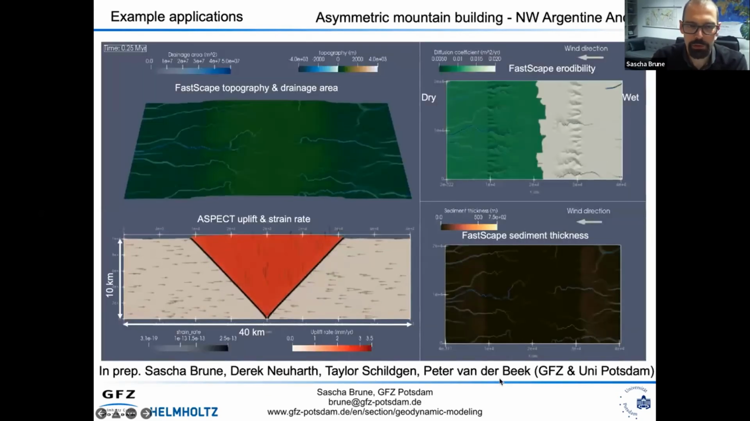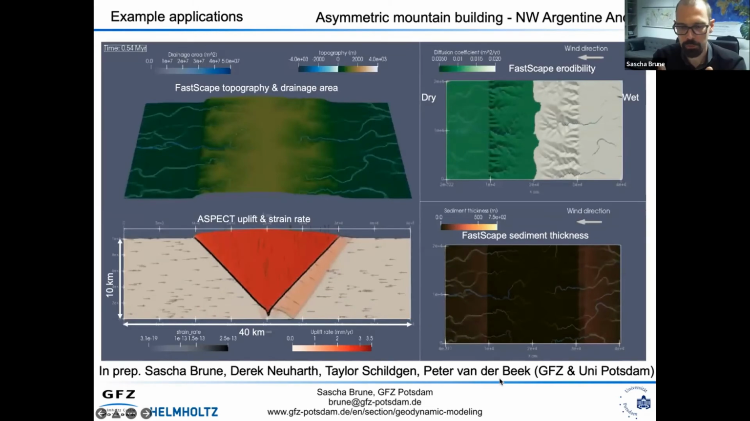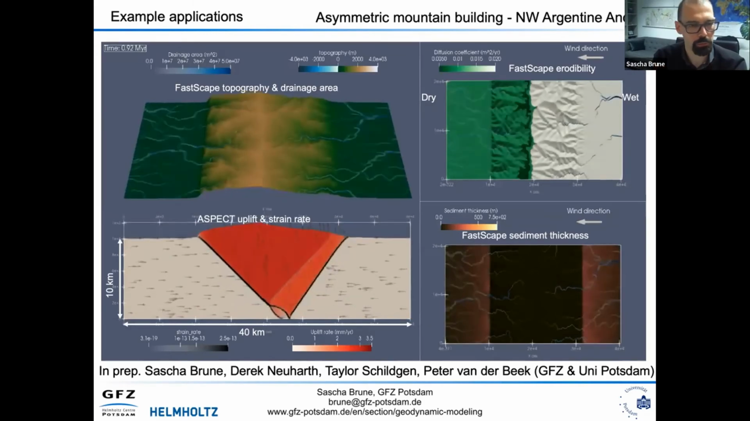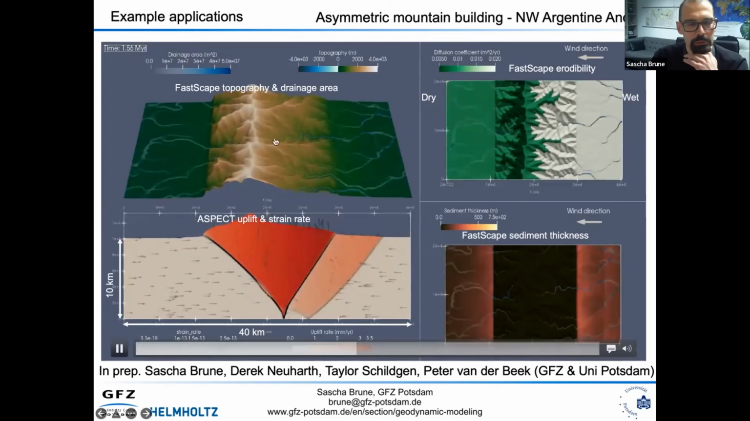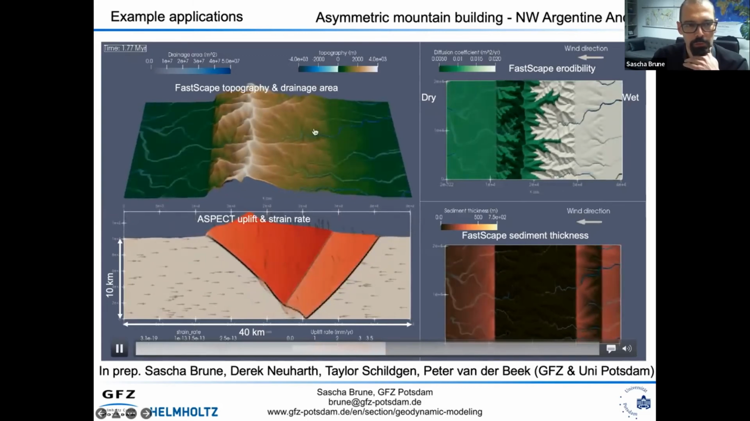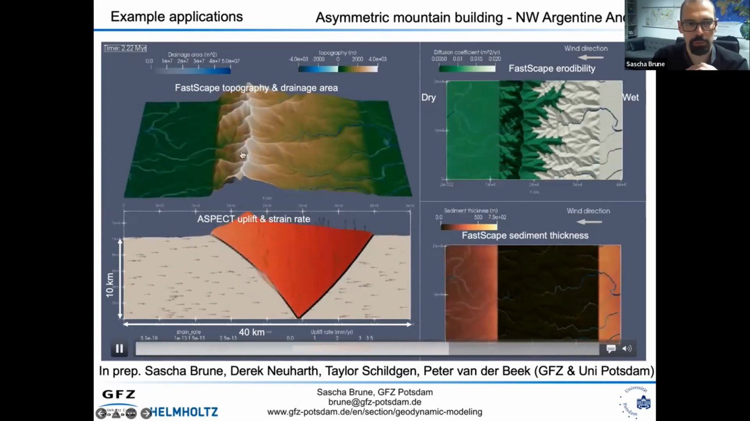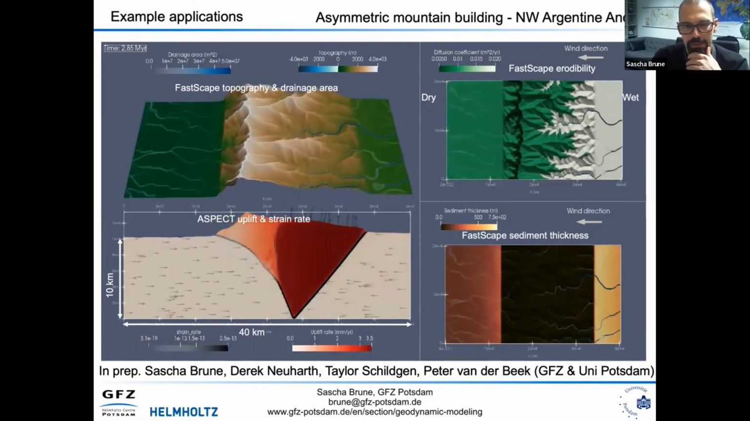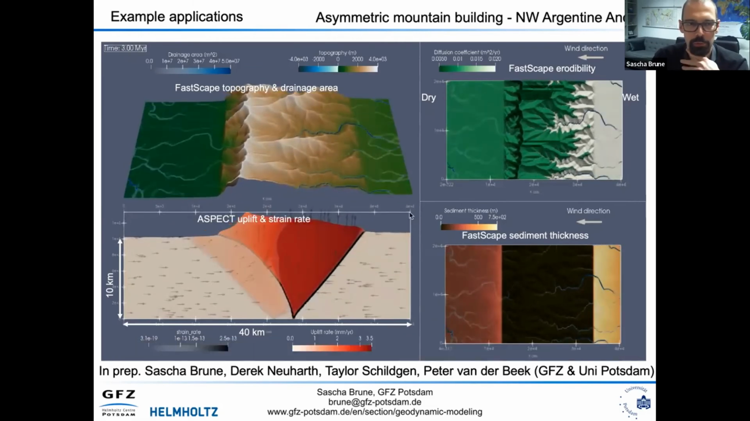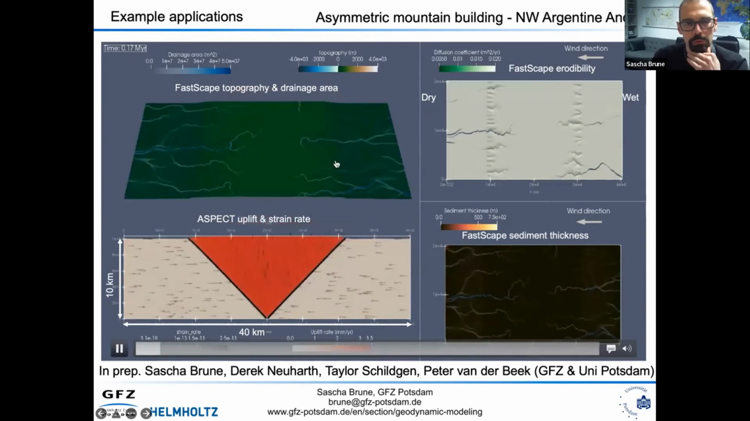This is a preliminary study where we put the tectonic system into compression. We have been pushing from the sides, and we have been eroding in an asymmetric way. We have been eroding more on the right side than on the left side, and so we create an asymmetry. That's something that is visible in the Northwest Argentine Andes, where we have wind from the right side, and so we erode more on the right side.